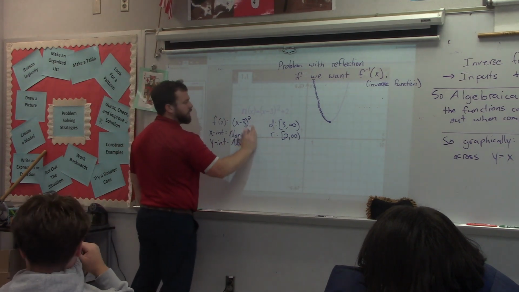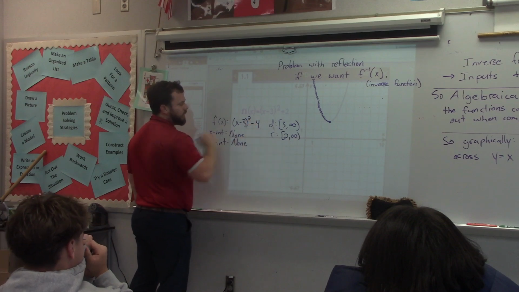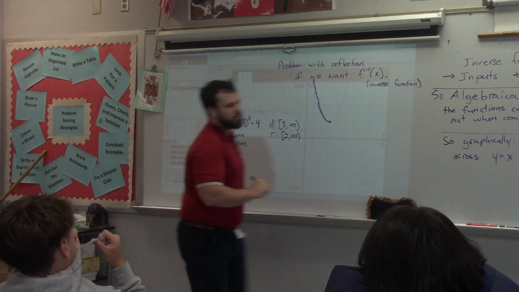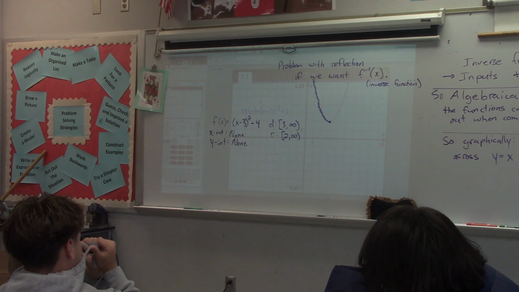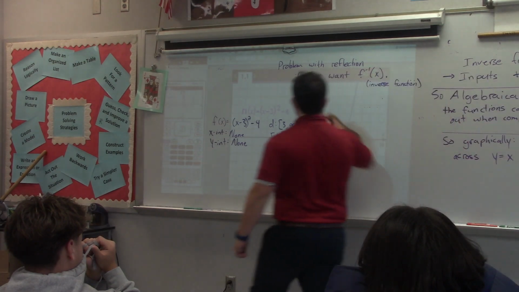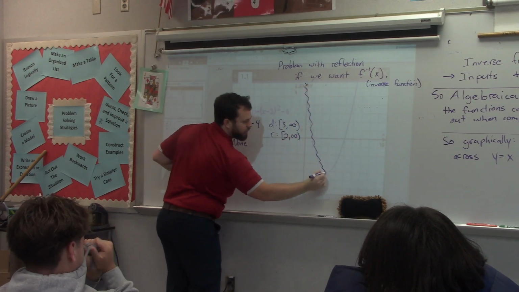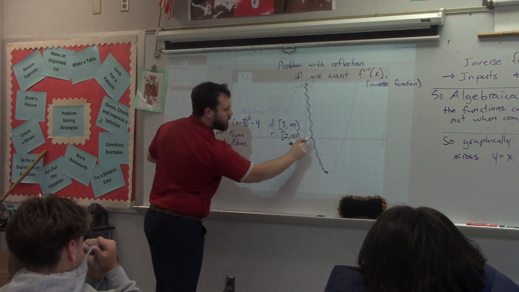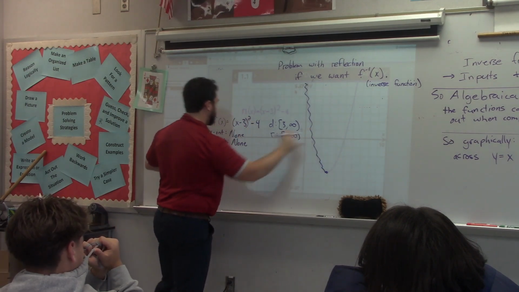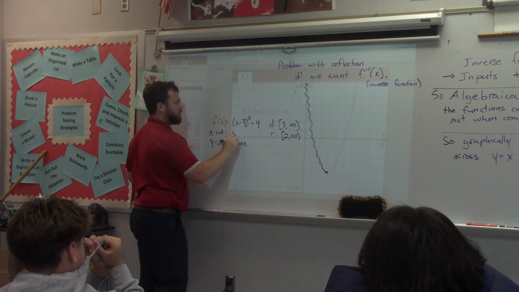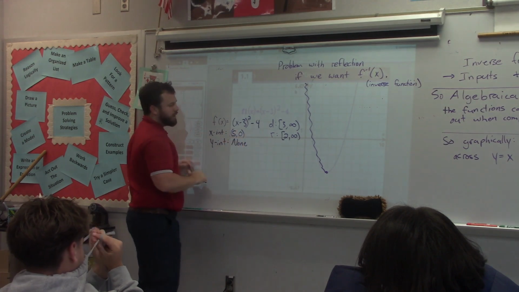Let's do this. I'm going to change one thing to make this a little bit easier in a second. I'm going to make this minus 4. Okay. Same domain restriction, right? So now there's only going to be one x-intercept. What is that? 4, 0? Mm-hmm. No y-intercept.